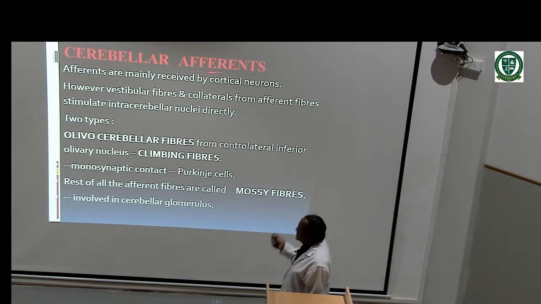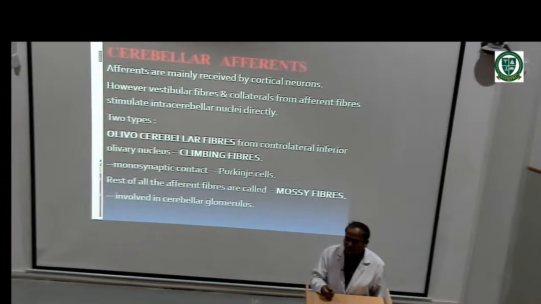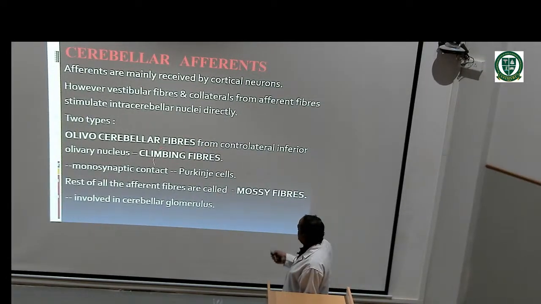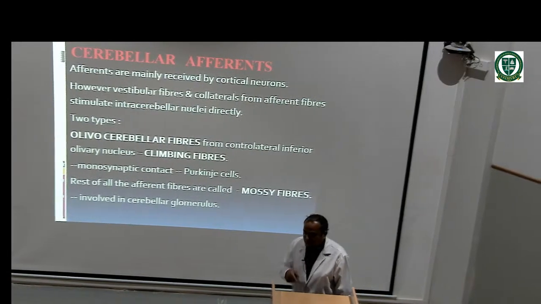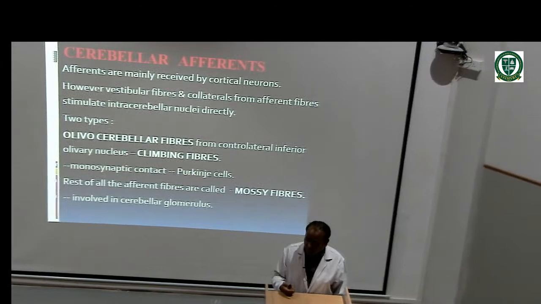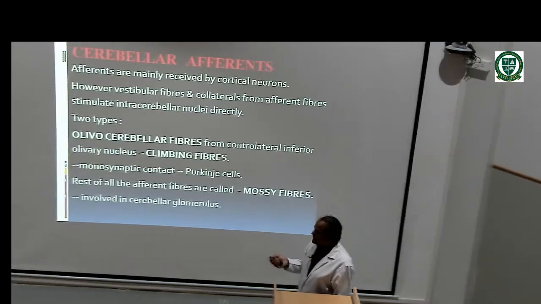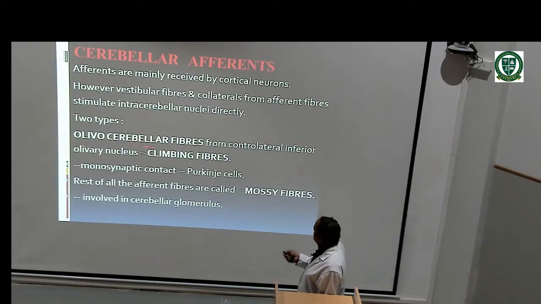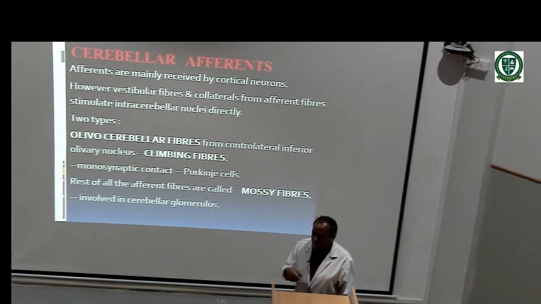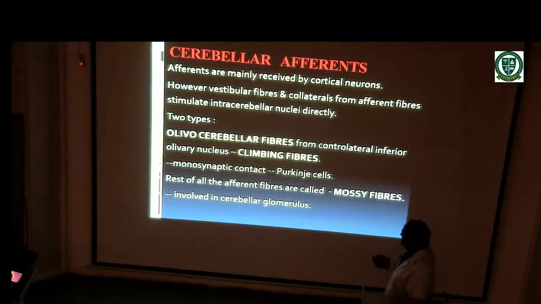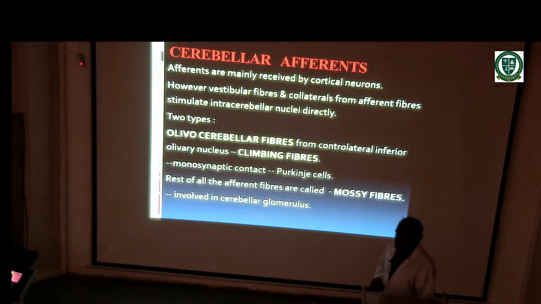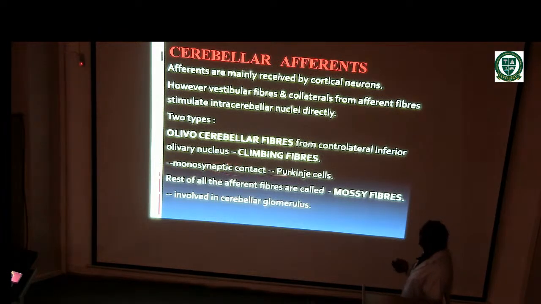These afferents are mainly classified into two types. One is climbing fiber and the second one is mossy fiber. So what are these climbing fibers? The fibers arising from the inferior olivary nucleus that go to the cerebellum. These are the olivocerebellar fibers. They arise from the contralateral inferior olivary nucleus, that means from the opposite inferior olivary nucleus, and they will end in the cerebellum. So these are called climbing fibers and they will synapse with the Purkinje cells.